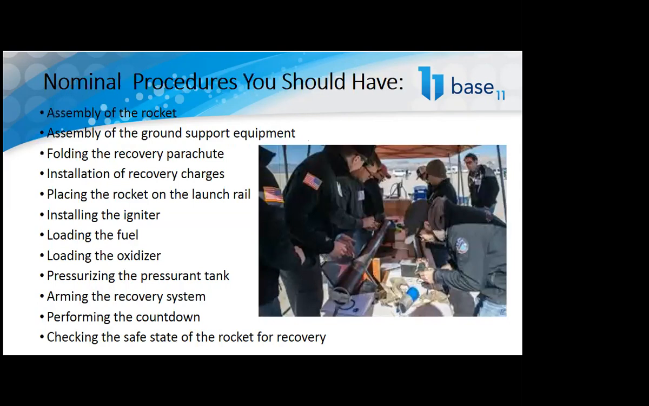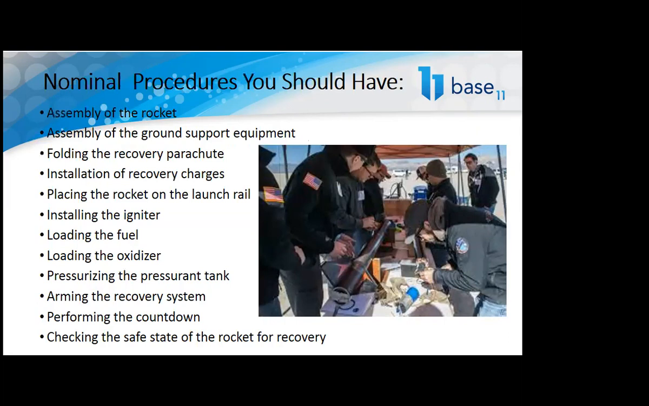Here are some examples of the procedures that you should have, that you should train with. So, assembly of the rocket, assembly of the ground support equipment, folding the recovery parachute, installation of recovery charges, placing the rocket on the launch rail. In some cases, this is a big deal.